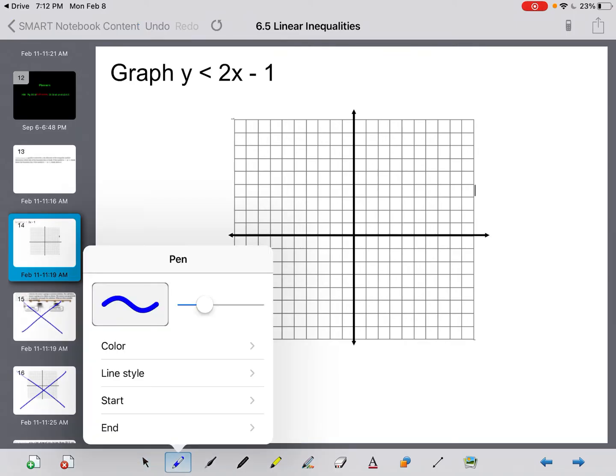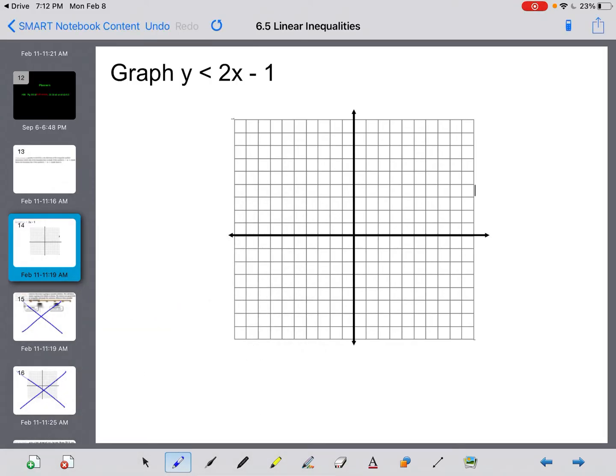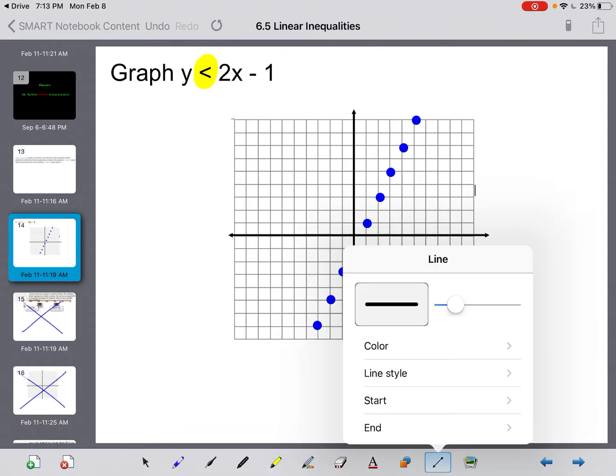Okay, to graph this, we're going to start just like we did when we graphed at the beginning of the chapter. We're going to graph our y-intercept first, put a point at -1, and then our slope is 2, so we go up 2 over 1. And then our next decision is whether we need a solid line or a dotted line. Because I don't have an equal to bar on our inequality, I'm going to use a dotted line.